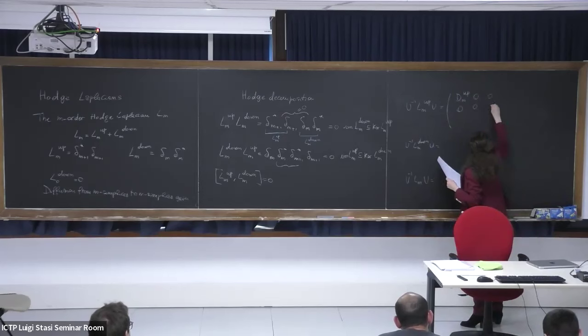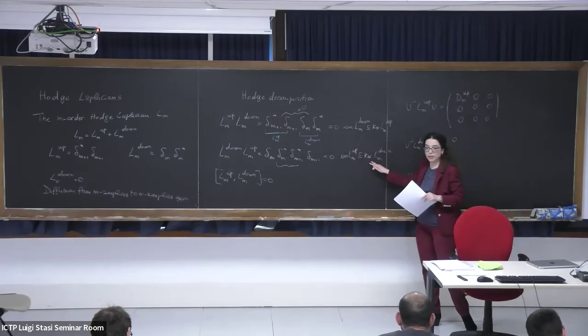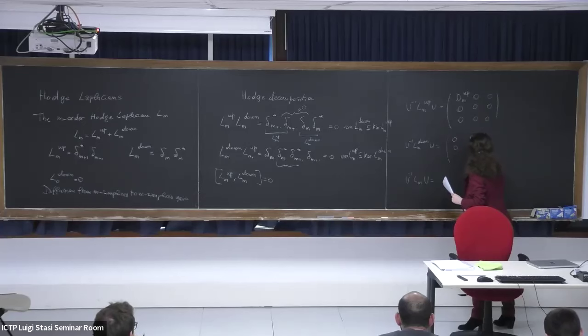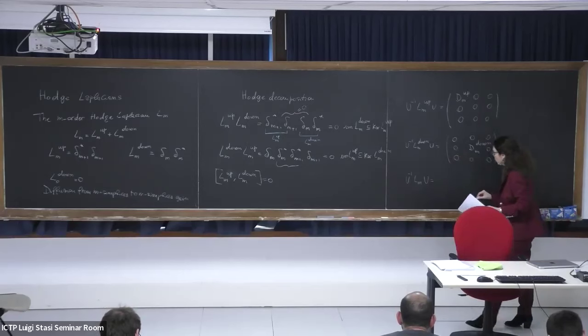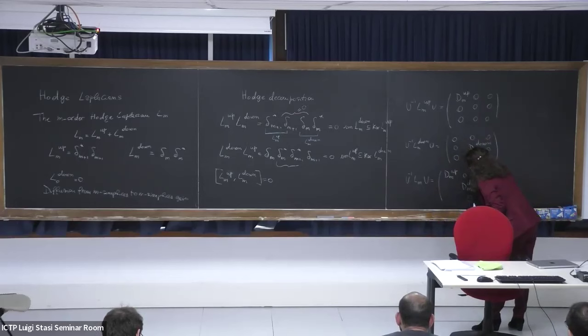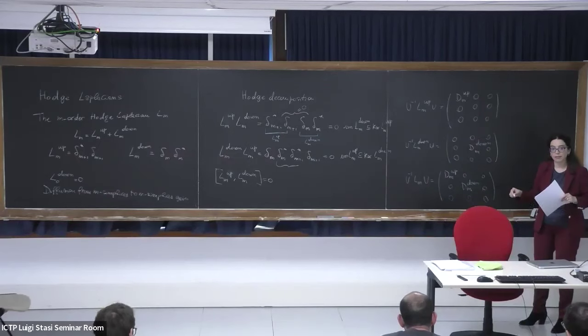Zero, zero. Here, since the image of L_M up is inside the kernel of L_M down, in this block you should have zero. And here you will have the eigenvalues of L_M down, and a third block is the intersection of the kernel of both. So in this basis, the non-zero eigenvectors are either eigenvectors of L_M up or eigenvectors of L_M down. That's beautiful.